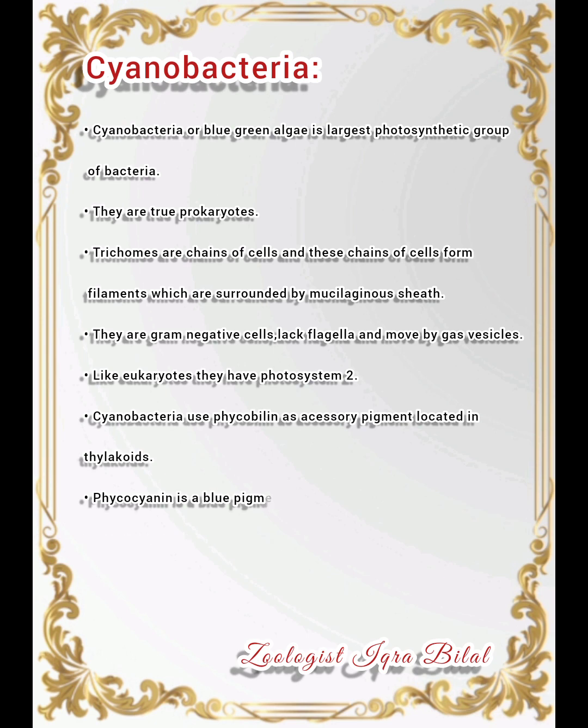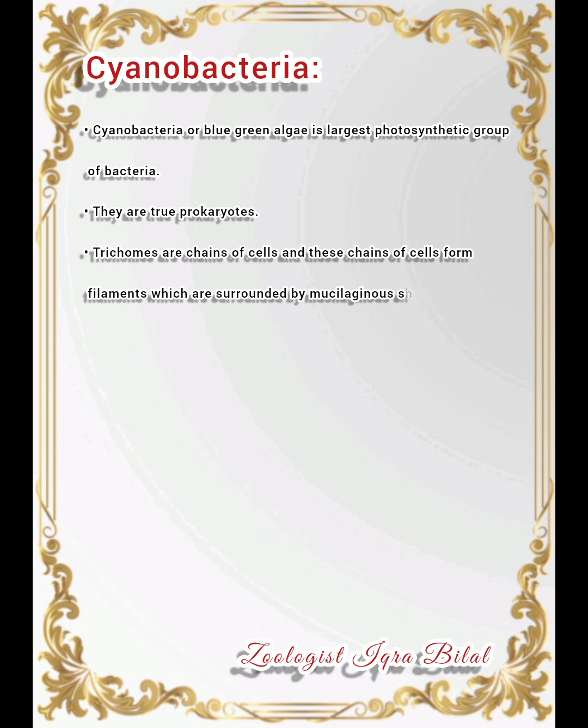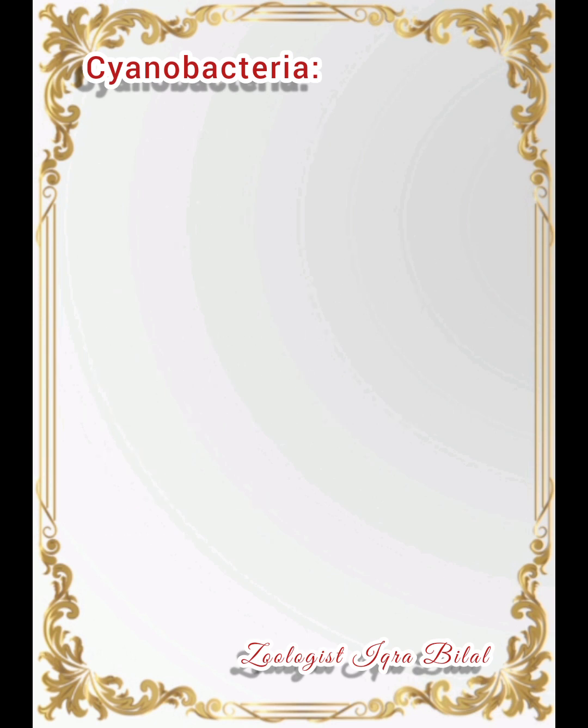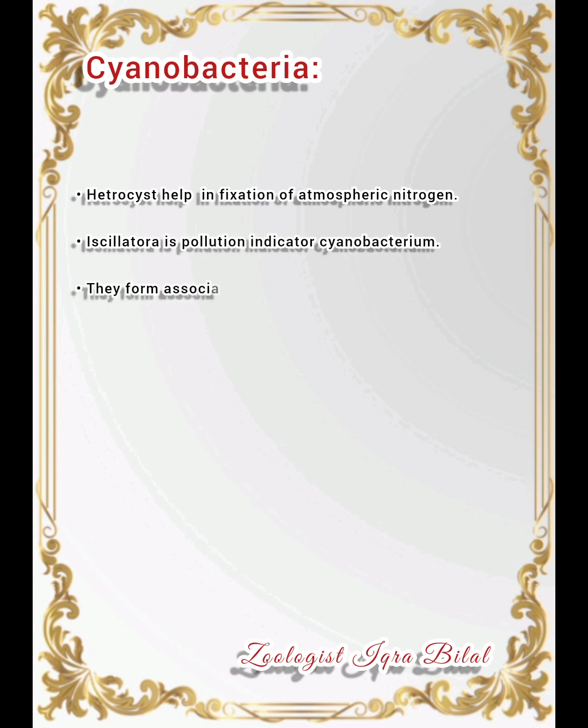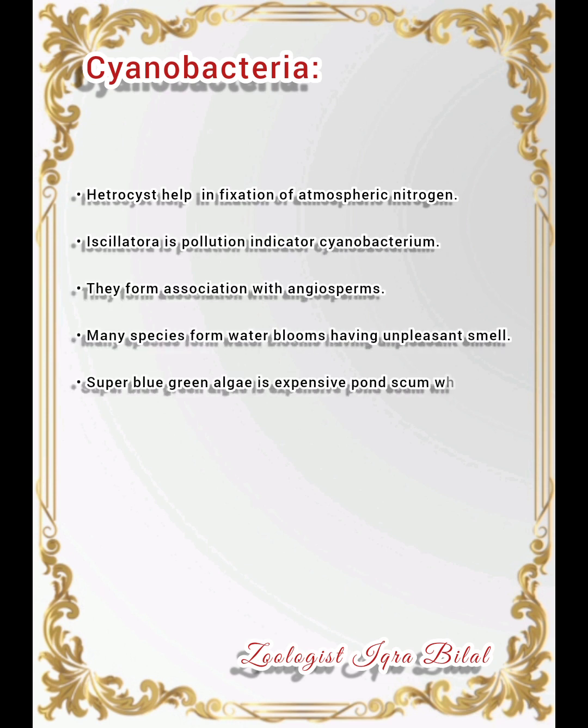Hormogonia, akinetes, and heterocysts are present in cyanobacteria. Heterocysts help in fixation of atmospheric nitrogen. Please remember this MCQ because it has already been asked in the PPSC exams many times: what is the function of heterocyst? It helps in fixation of atmospheric nitrogen.